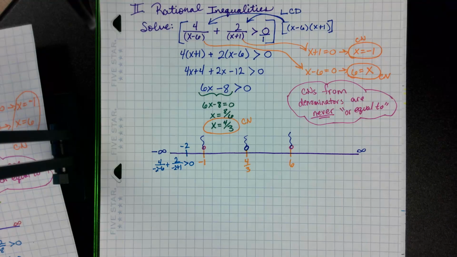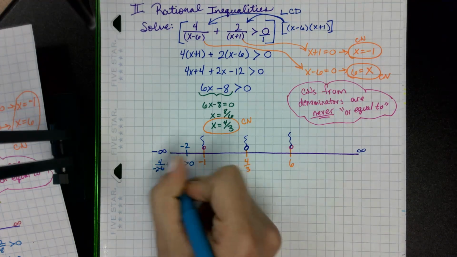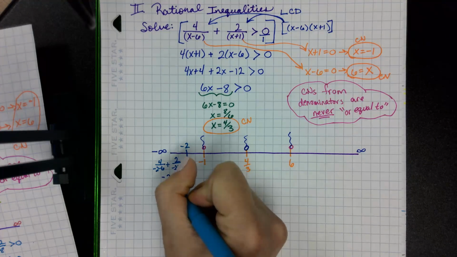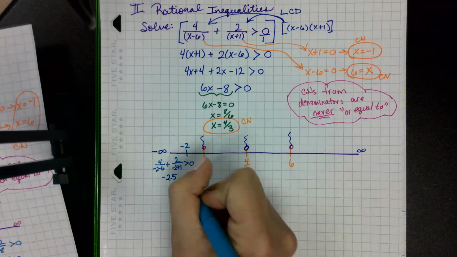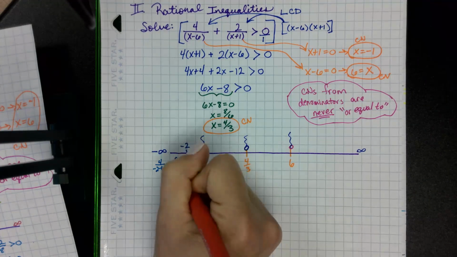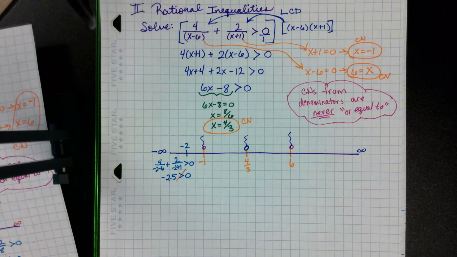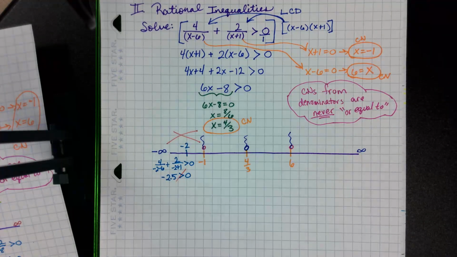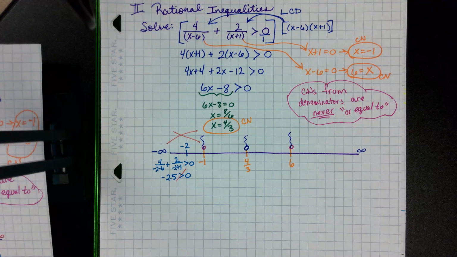If I calculate on the left, I did this one as a decimal. I didn't do them all exactly the same. But this one, if I calculate that on the left as a decimal, my calculator tells me -2.5 is greater than 0. -2.5 is not greater than 0. A negative will never be greater than 0. So this section fails my test. It will not be part of my answer.